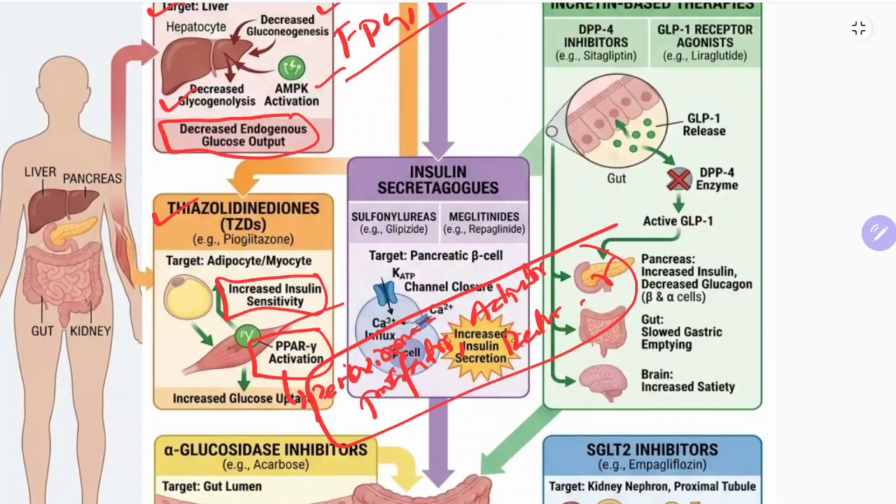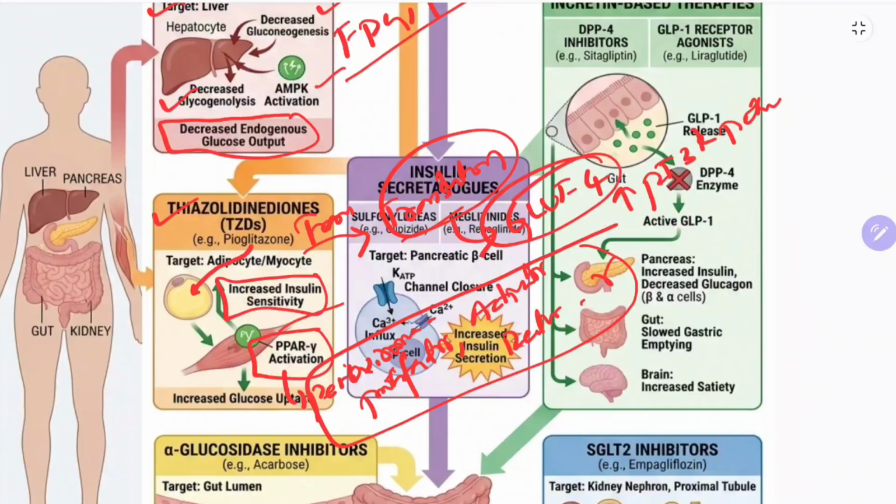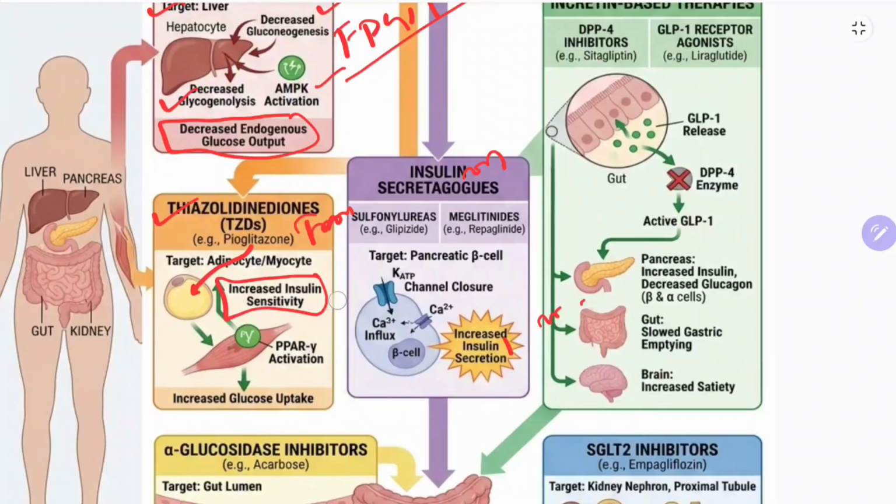So these drugs go and bind to that receptor present in the nucleus, and transcription takes place, from transcription to translation. This causes increased production of GLUT4 transporters, meaning increased PI3K pathway activity. GLUT4 is very important for glucose uptake by the cells. That's how pioglitazone acts: it increases insulin sensitivity by PPAR gamma activation.